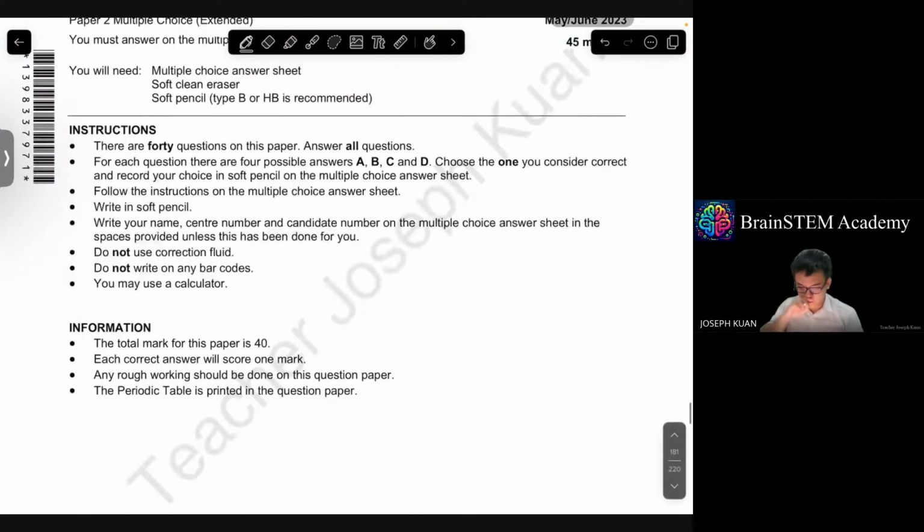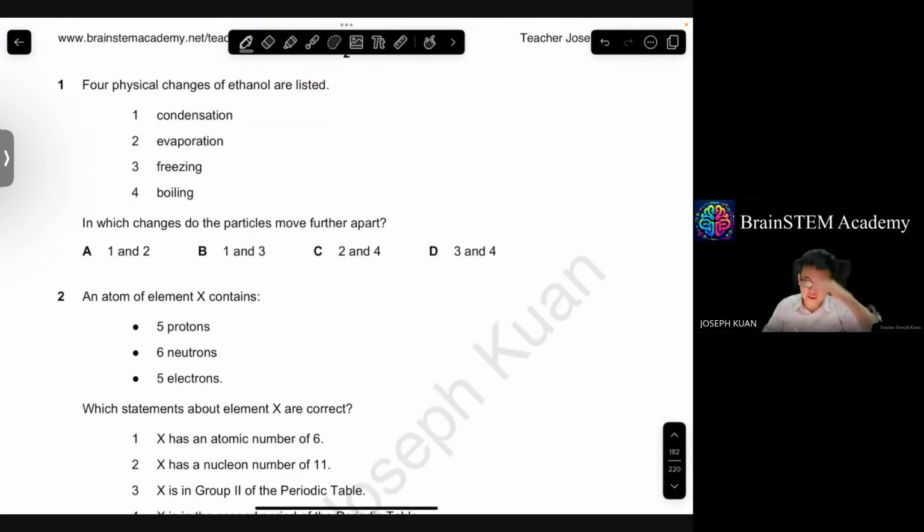Regardless, let's go to the paper. Question number 1. Four physical state changes of ethanol are listed. In which changes do the particles move further apart?